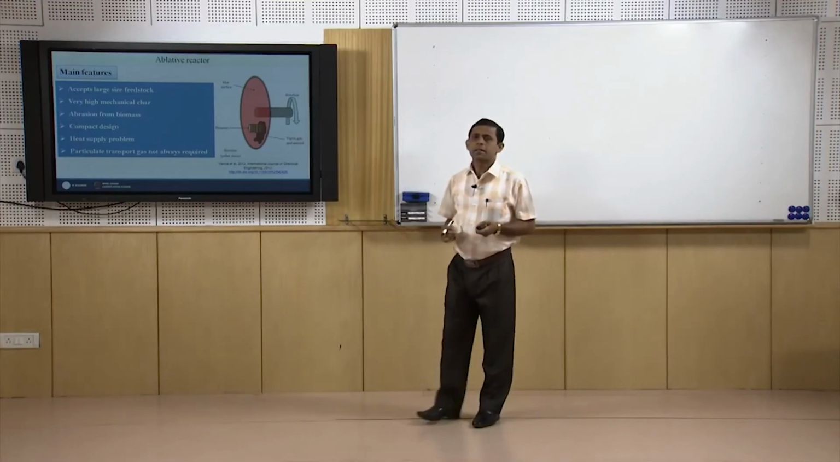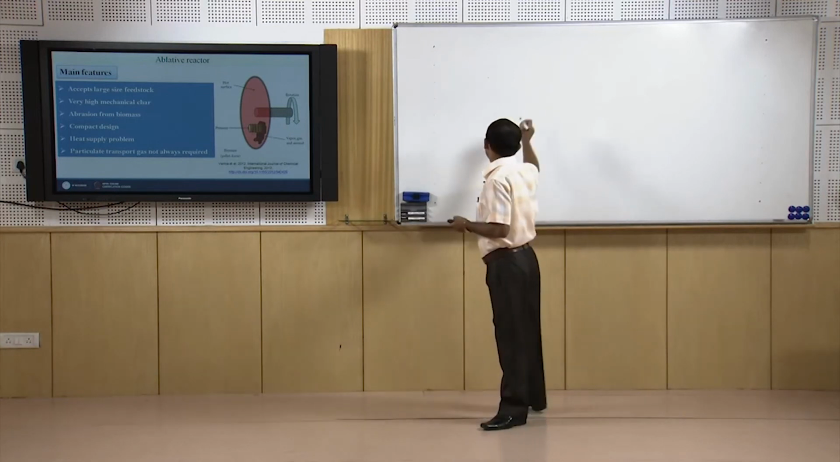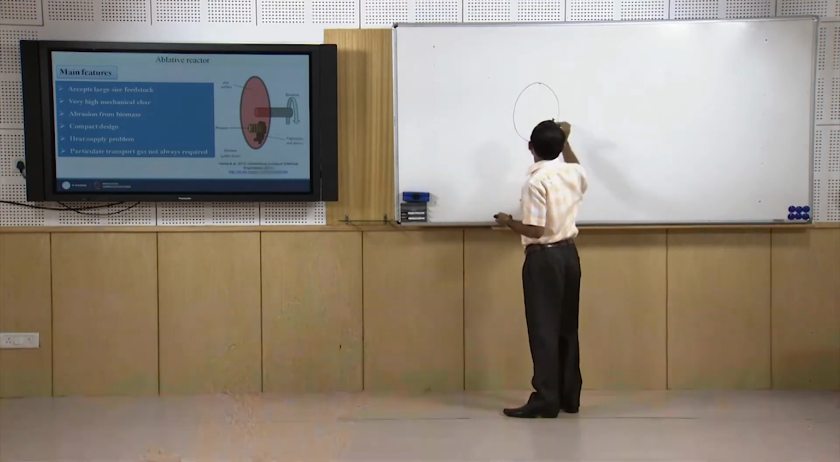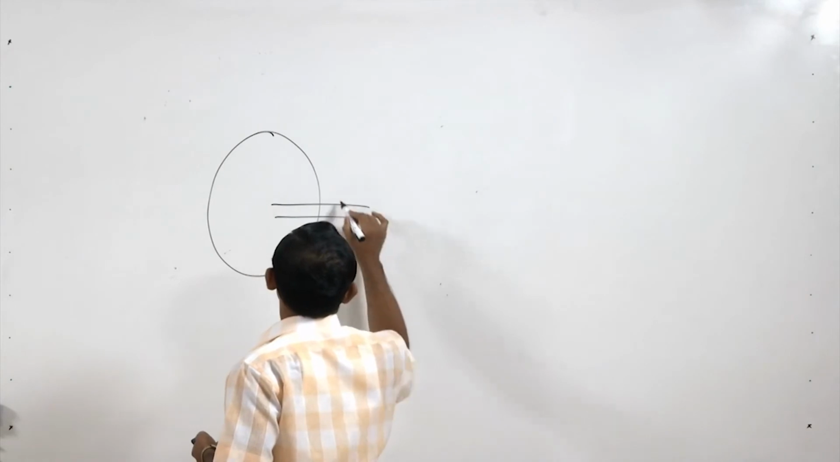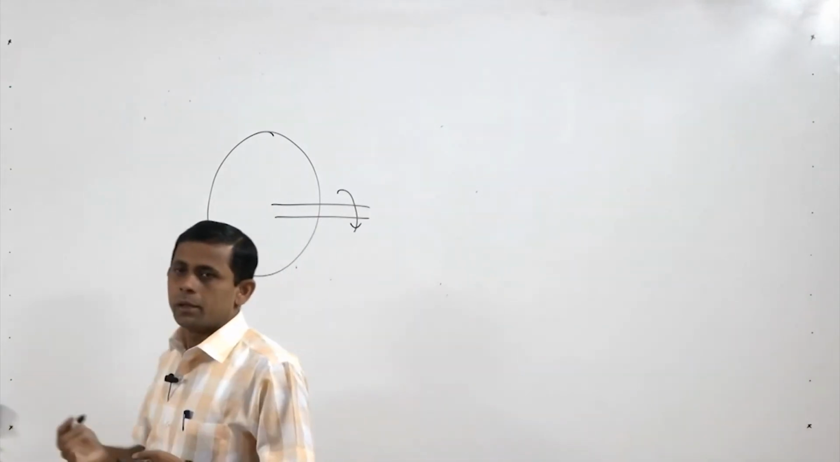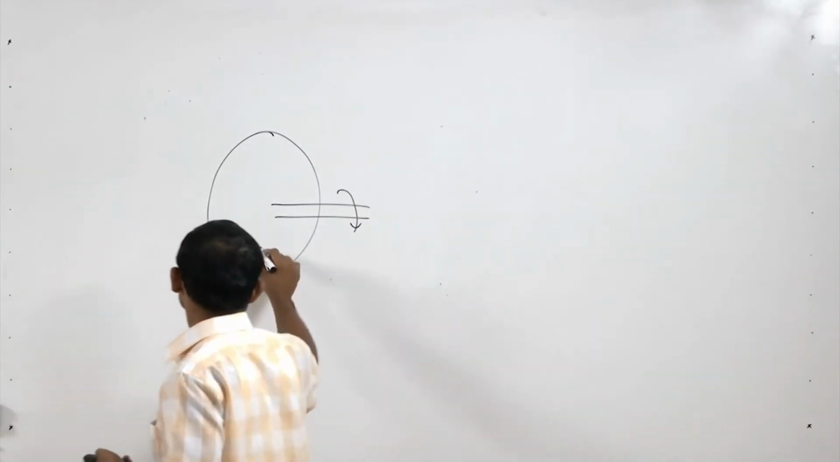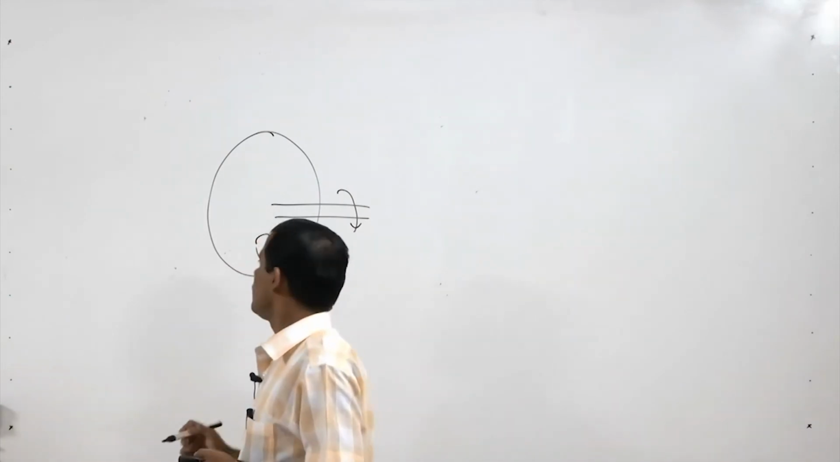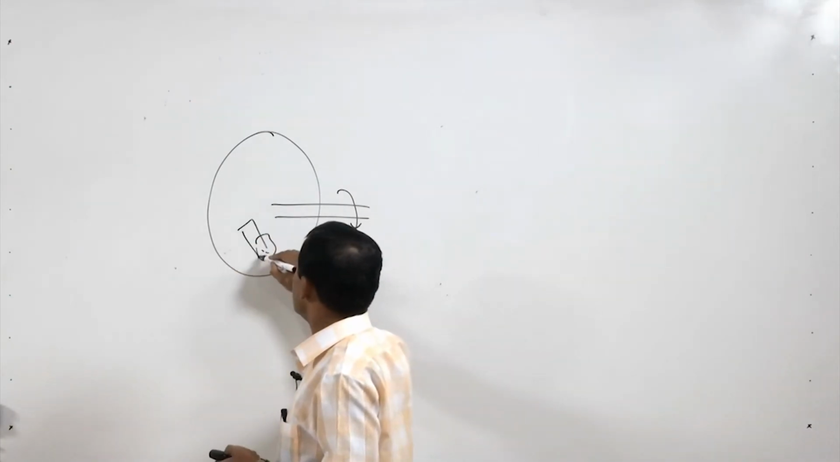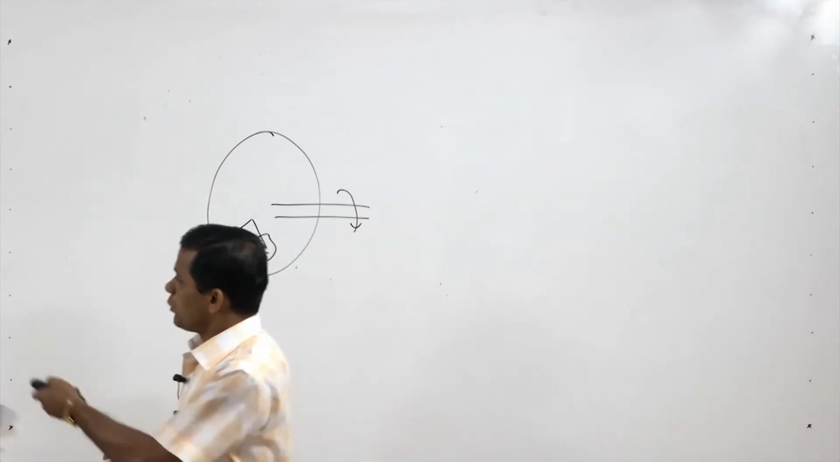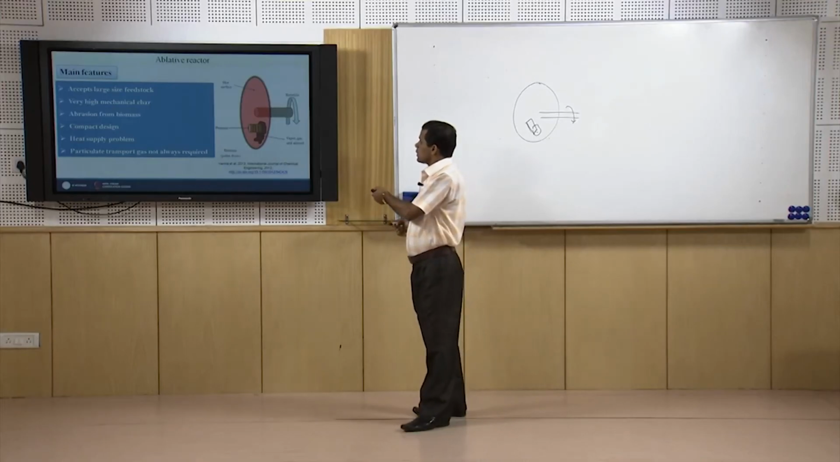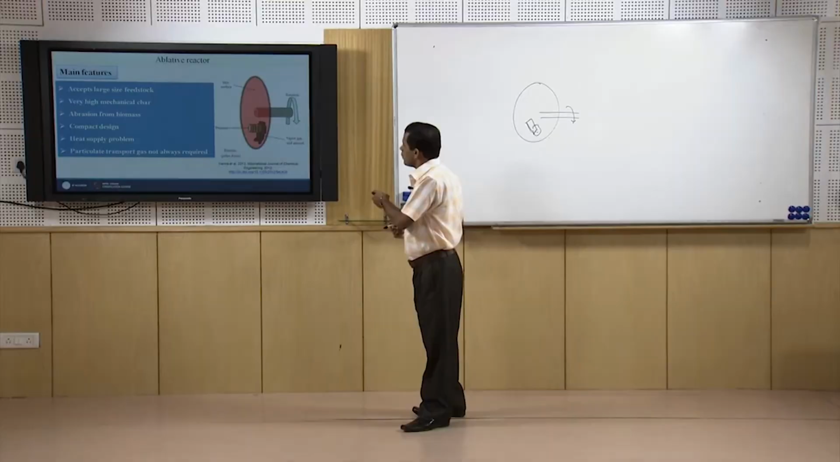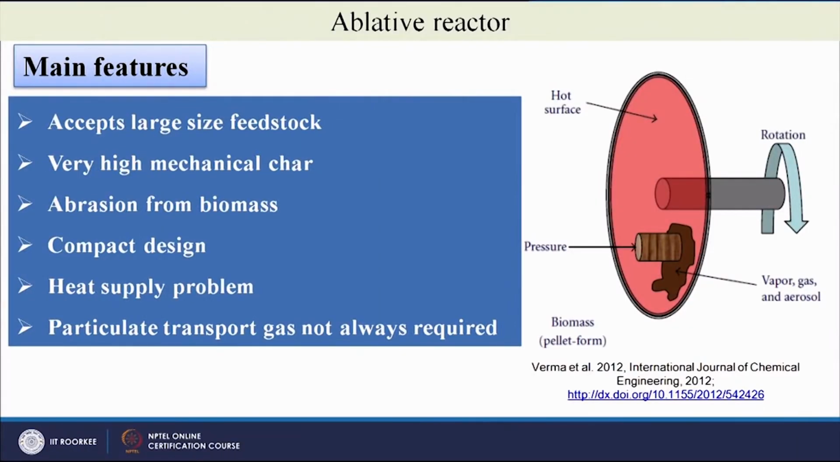In the ablative reactor, one hot plate is used and it is rotated, and biomass or waste is put on it and it is pressed. As shown here, this is pressed. The hot plate increases the temperature here and the biomass or waste is converted to vapor, gas and aerosol.